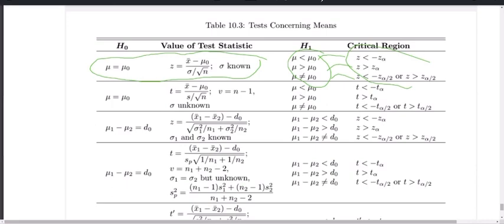Somebody said, where will the exam be held? Of course, in your class. The exam will be held in your class, in that same class venue.